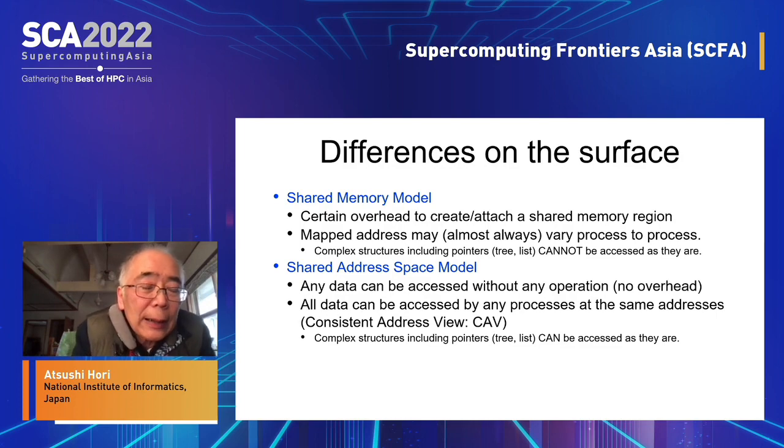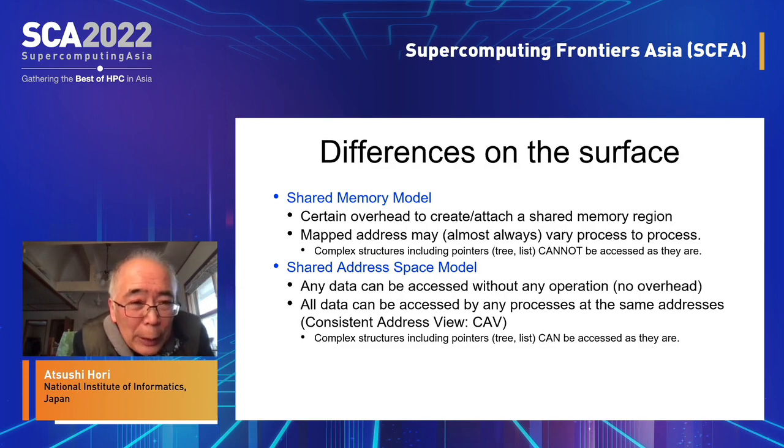There are differences. As I already said, in the shared memory model there is a certain overhead to create or attach a shared memory region. Also, the mapping addresses of a shared memory region may vary from process to process. That means if the memory region contains some complex structure, such as a tree or list, another process cannot access the complex structure as is. It should be converted to offsets or indices instead of pointers.